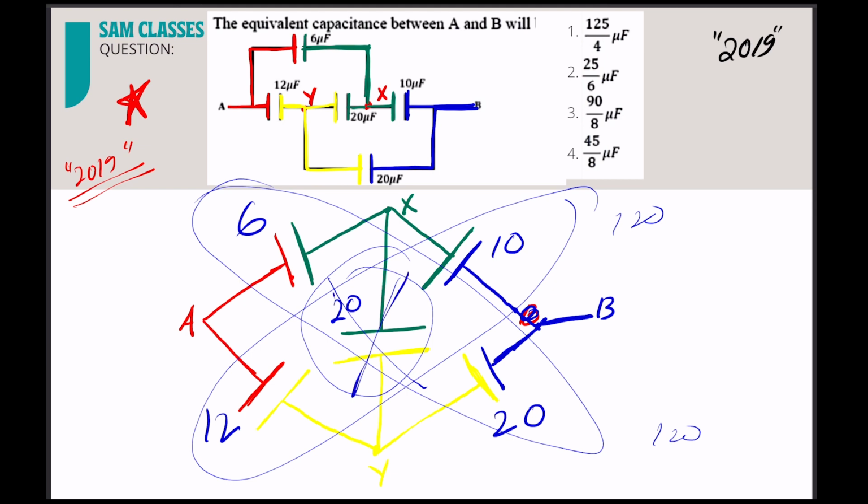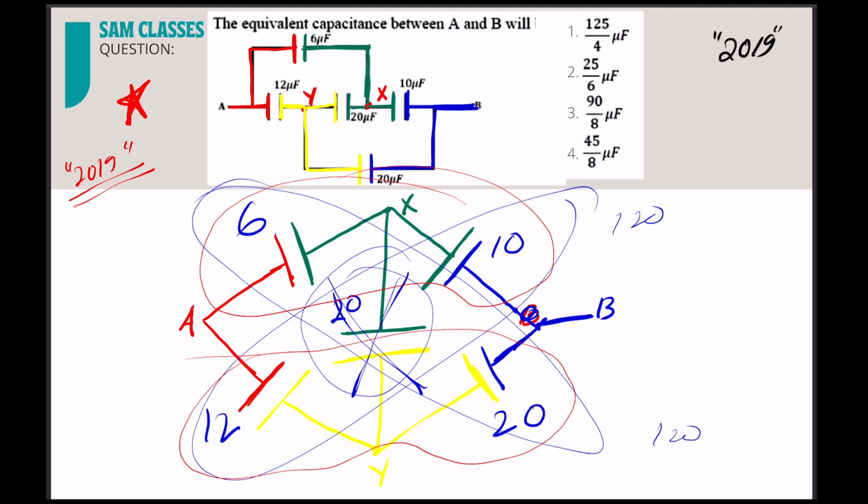So what we can do is cancel this. Now, I know these two will be in series, and these two again will be in series. And together they will be in parallel. So I know the series formula for the upper part. What is the series formula? Everybody, C equivalent is equal to what? C1 into C2 by C1 plus C2, correct?